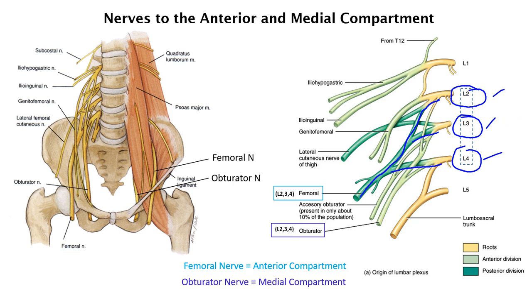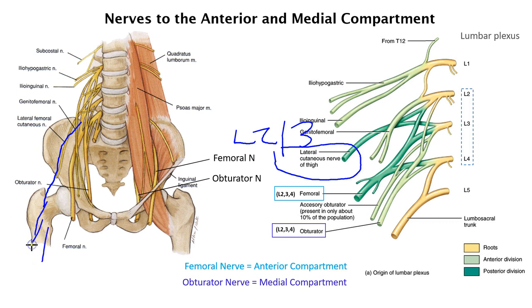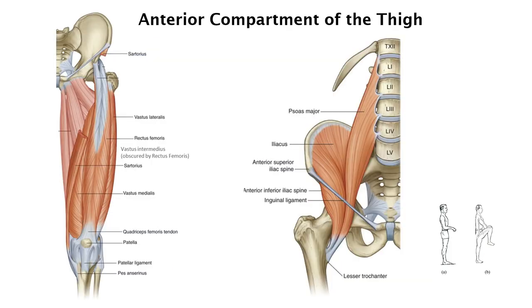So that's pretty easy. The last take home from this slide is regarding the lateral femoral cutaneous nerve, or seen here as the lateral cutaneous nerve of the thigh. This comes from L2 and 3, and that's going to become important when we look at the dermatomal distribution of this lateral femoral cutaneous nerve as it distributes itself down here in the lateral thigh.